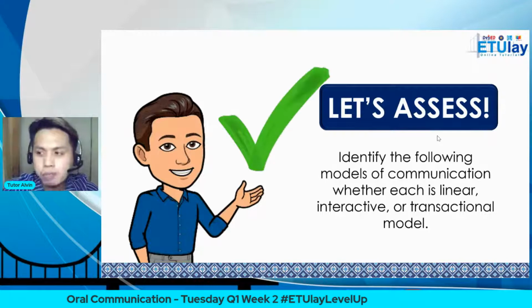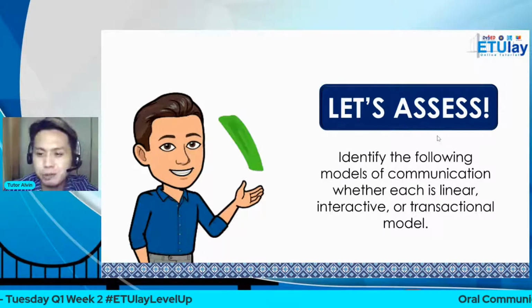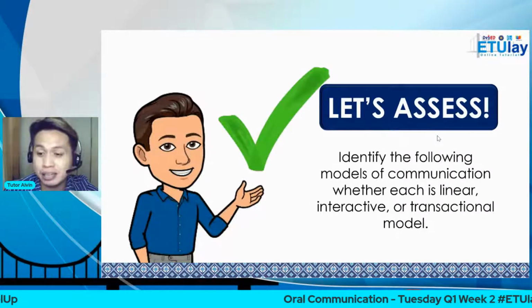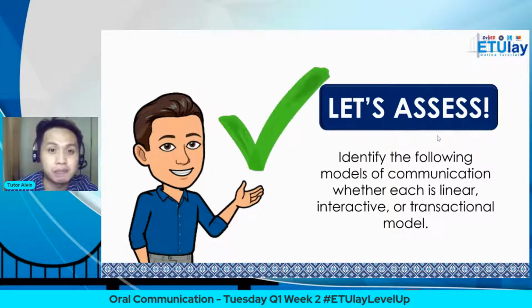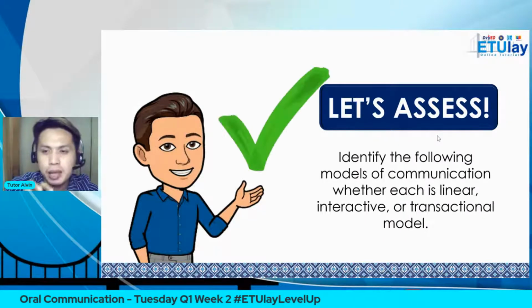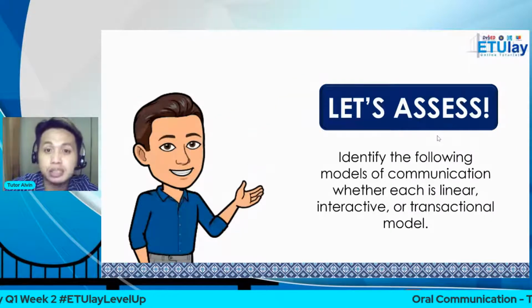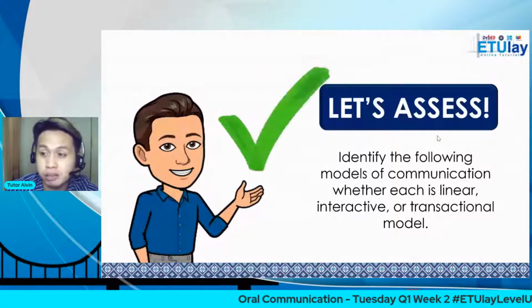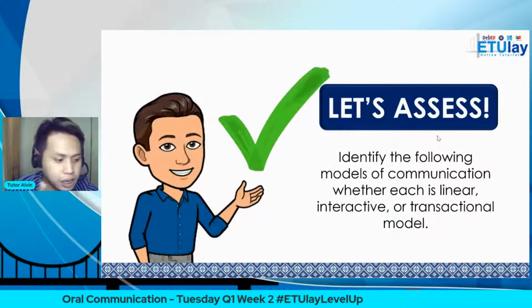So now, don't be surprised because you'll be seeing another activity. They can also be classified as linear, transactional, and interactive. Just look at the basic description of each model and you'll be able to identify if it is linear, transactional, or interactive. Let's begin with the first one.